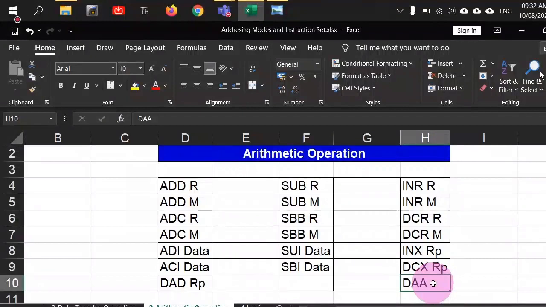So this is the small arithmetic operation set that this microprocessor has got. And to be very honest, tell me. So DAA, where all does it happen? You want to understand DAA again?